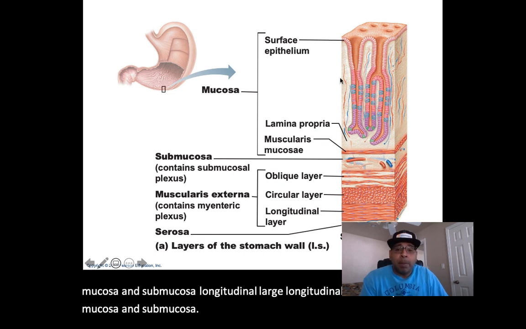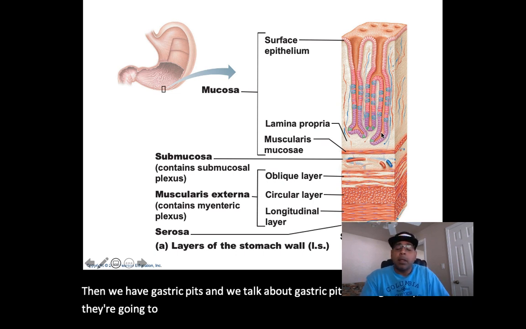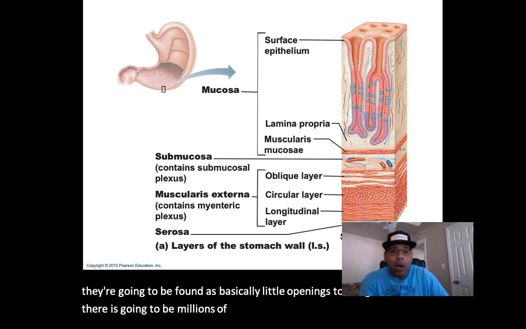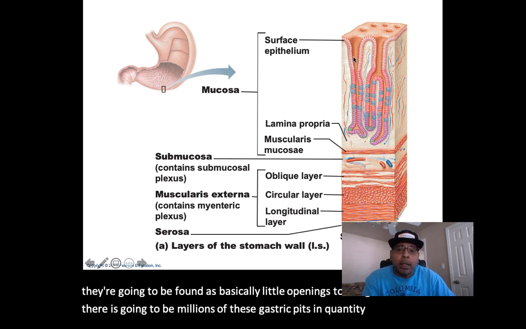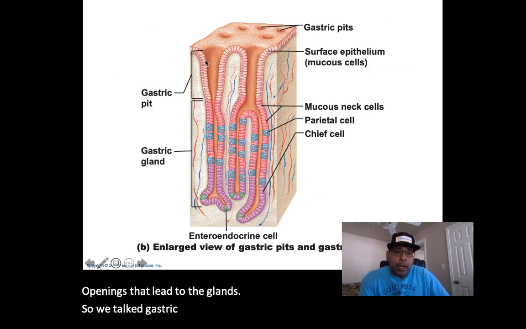Then we have gastric pits. These gastric pits are going to be found as basically little openings to the glands. And there's going to be millions of these gastric pits in quantity. So, tiny openings that lead to the glands. When we talk gastric glands, here we're able to appreciate now in specific detail the pit. And then here you've got the gland component.